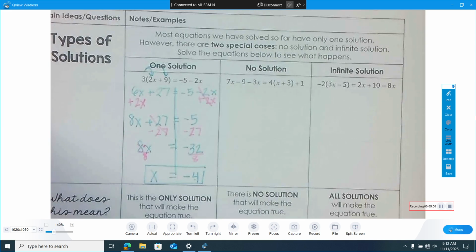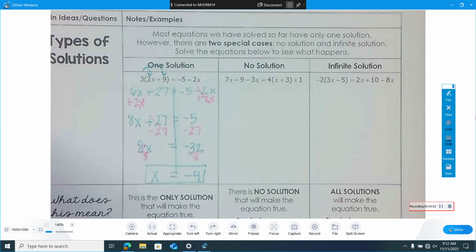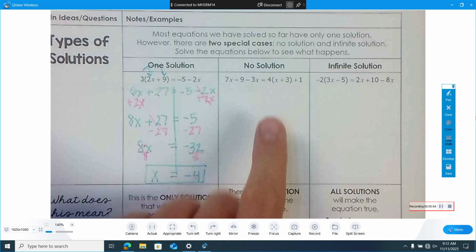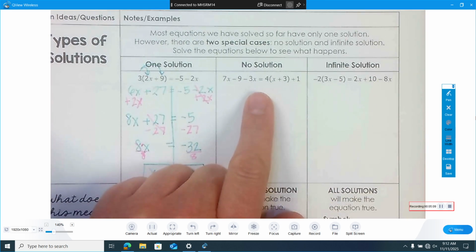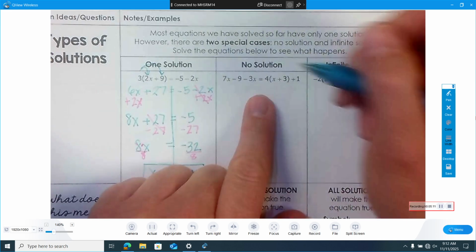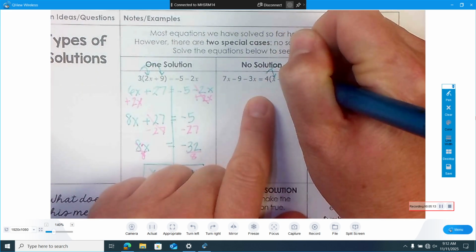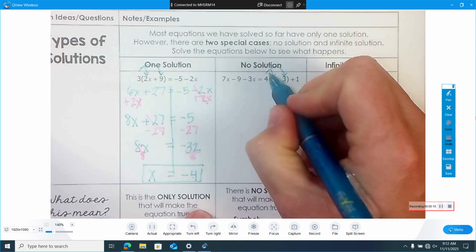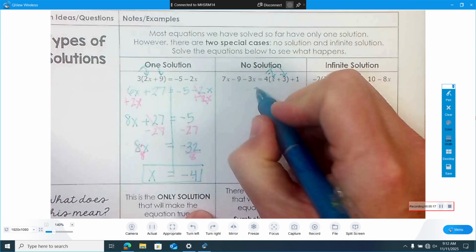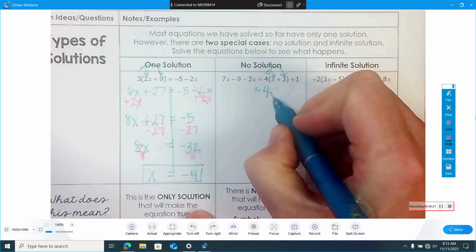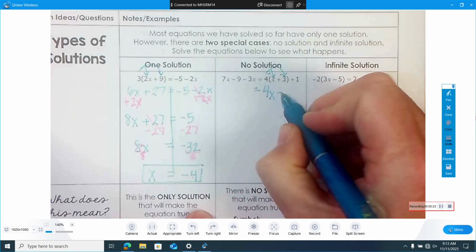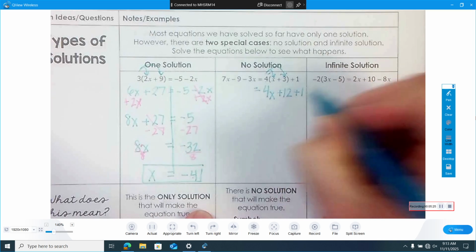So now we have two other possibilities that can happen today. Let's look here, the second problem. What do we need to do first? Distribute. Let's distribute. We got some 4 times that we got to distribute there. Let's see. If I distribute the 4, I'm going to get 4x, and then 4 times 3 is 12, and then we have the plus 1.